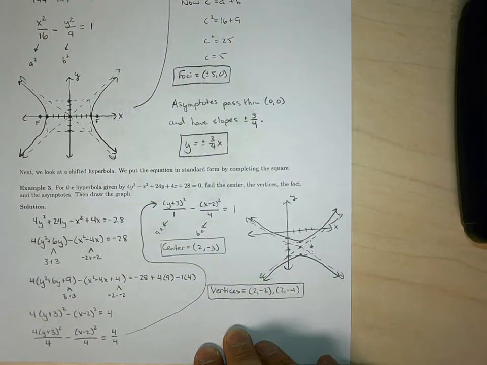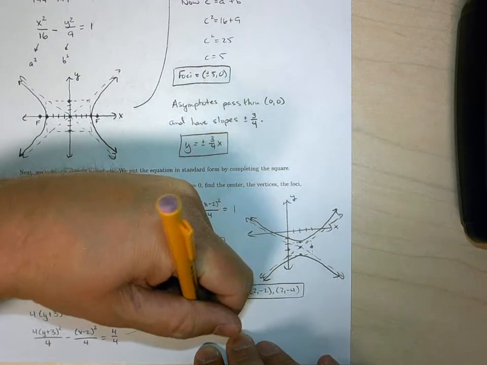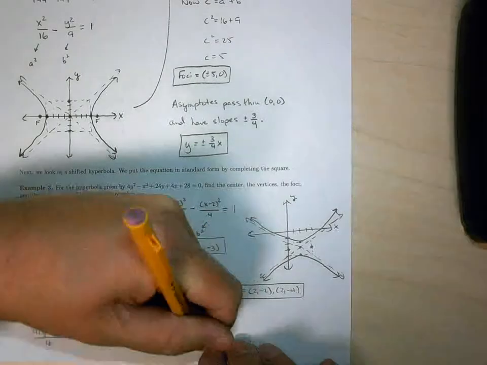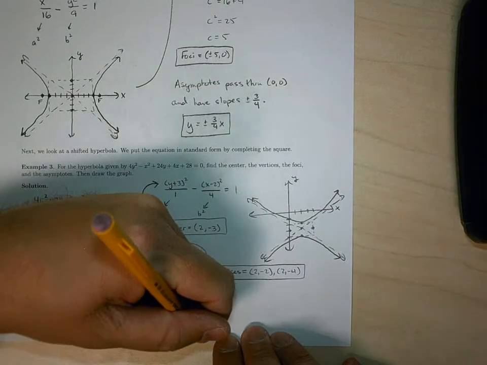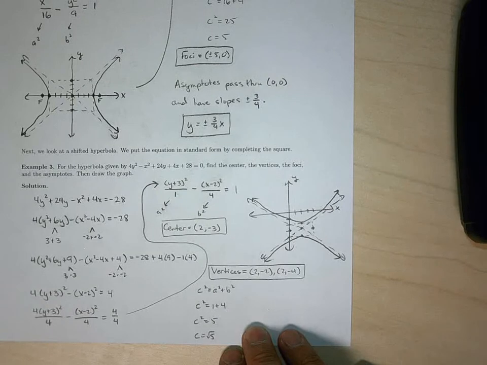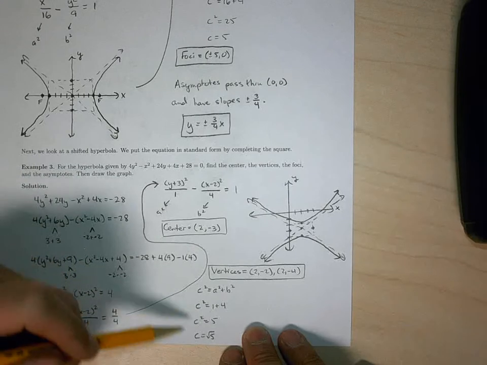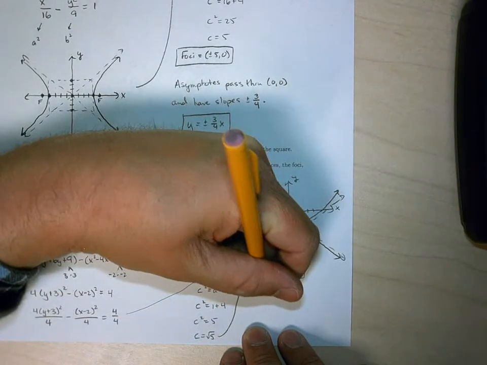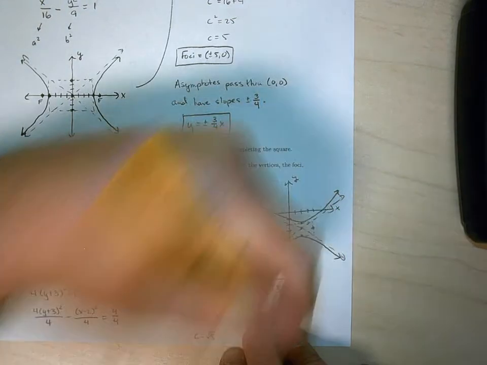For the foci, well, c squared is a squared plus b squared. And so c squared is the sum of the denominators, 1 and 4. And so c squared is 5. And therefore c is the square root of 5. Since the hyperbola opens vertically, this means that starting at the center, 2, -3, I'm going to go up and down by this amount. And so my foci, starting at 2, -3, I go up by square root of 5 and down by square root of 5.